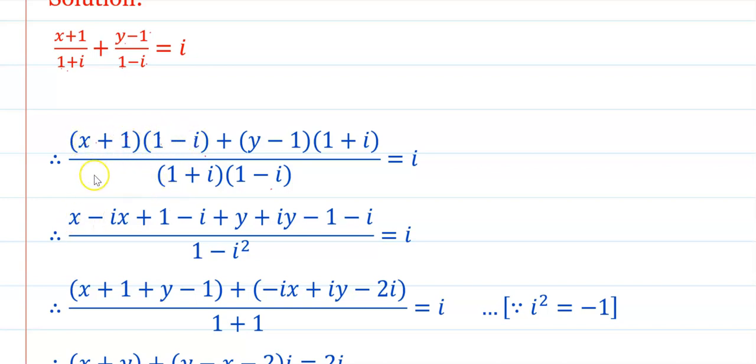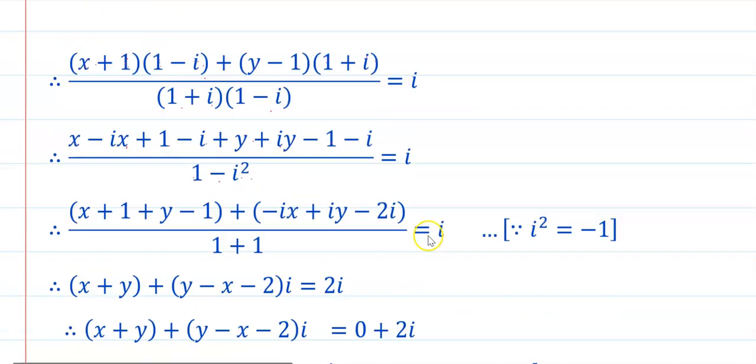x into 1, x. x into minus i, minus ix. 1 into 1 you are getting 1. 1 into minus i, minus i. y into 1, y. y into i, iy. Minus 1 into 1, minus 1. Minus 1 into i, minus i. Upon 1 plus i into 1 minus i. Then what you will get? (a plus b)(a minus b) is a square minus b square. That is 1 minus i square, and that equals 2.